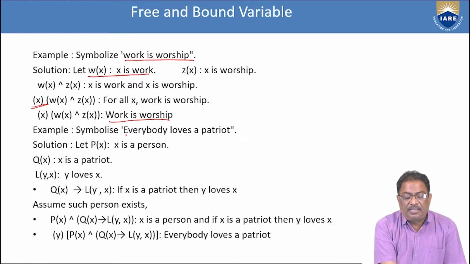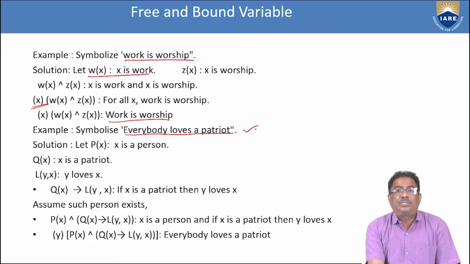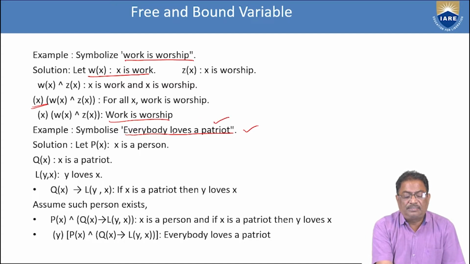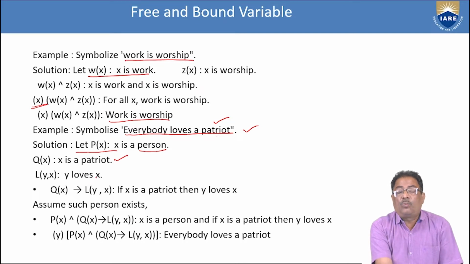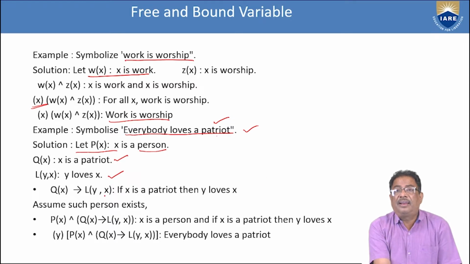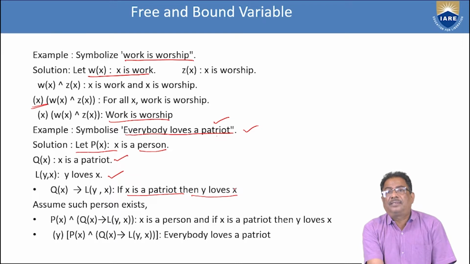Now, let us consider the second one: everybody loves a patriot. Here we are taking everybody loves, so first it is a person. Every person loves a patriot. Let us take one as x is a person. Now x is a patriot, Q of x, and then we combine these two. L of y comma x is y loves x. We consider a predicate function of the x variable, and next Q of x is also a predicate function, and another one is L of y comma x. So if Q of x, then L of y comma x can be written as: if x is a patriot, then y loves x.